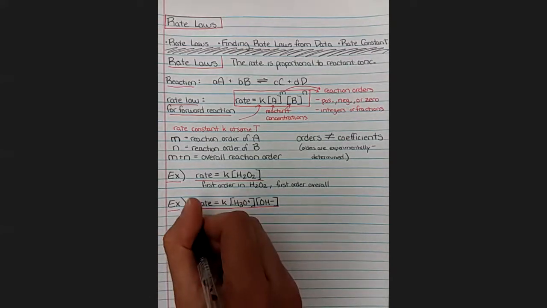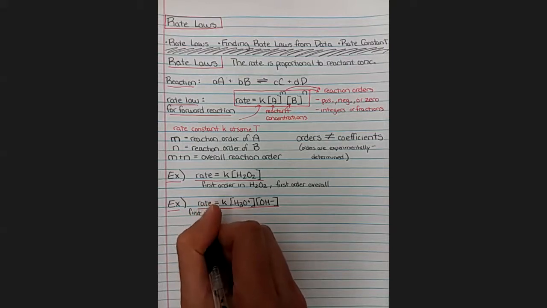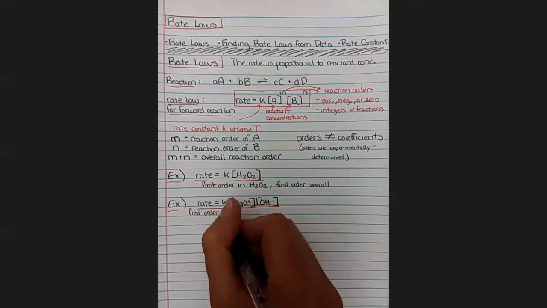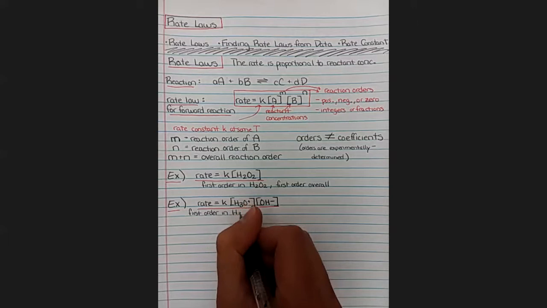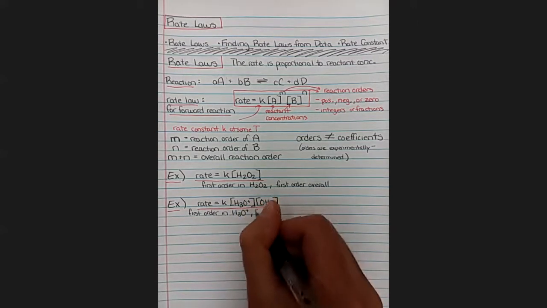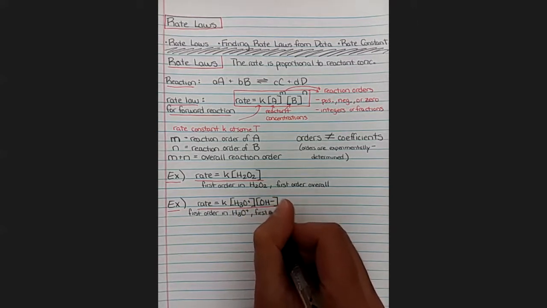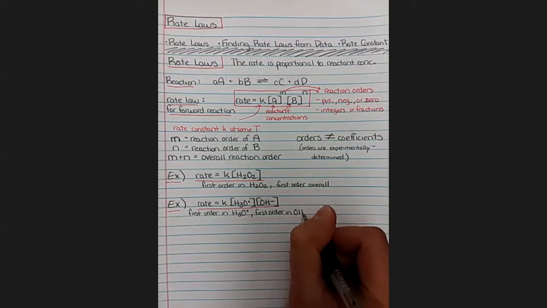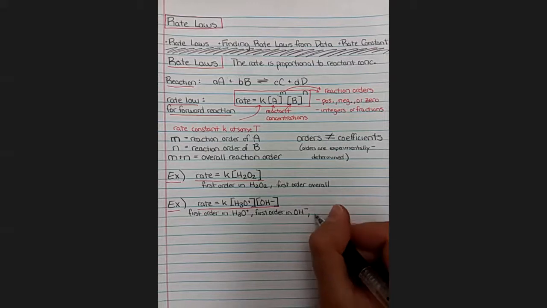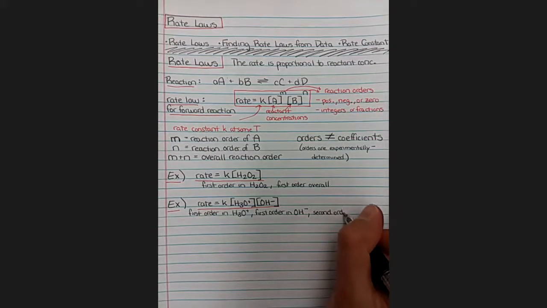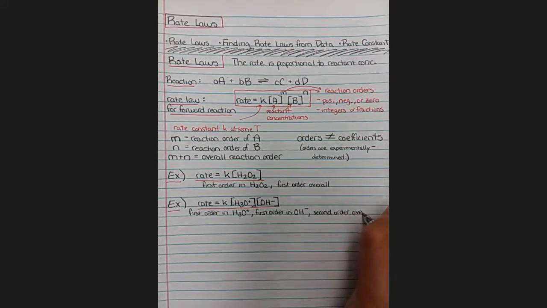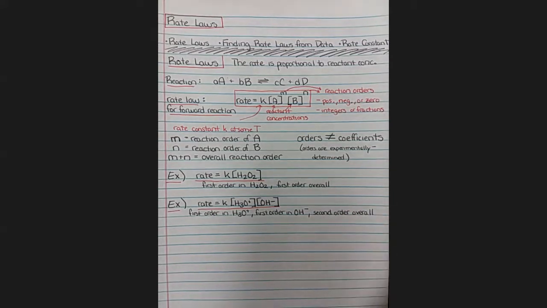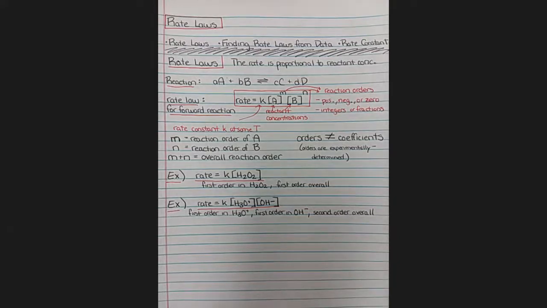So we could say this reaction is first order in hydronium. This reaction is first order in hydroxide. And it is second order overall. You just add all of the coefficients together for that overall order.